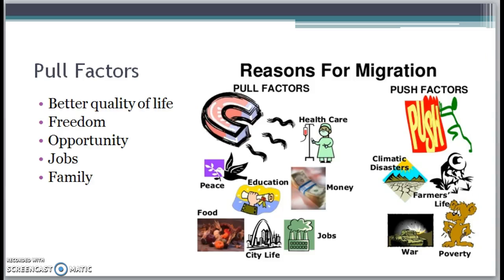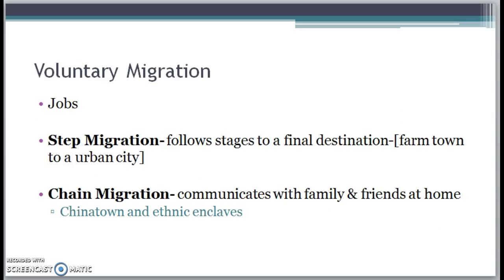Then we also have things called pull factors. Pull factors we can think of as positive influences that actually pull a person towards a particular place, such as affordable real estate or good schools or clean parks. Now, when we talk about migration, we talk about voluntary migration versus forced migration. So voluntary migration occurs when migrants have the option whether to move or not, basically.